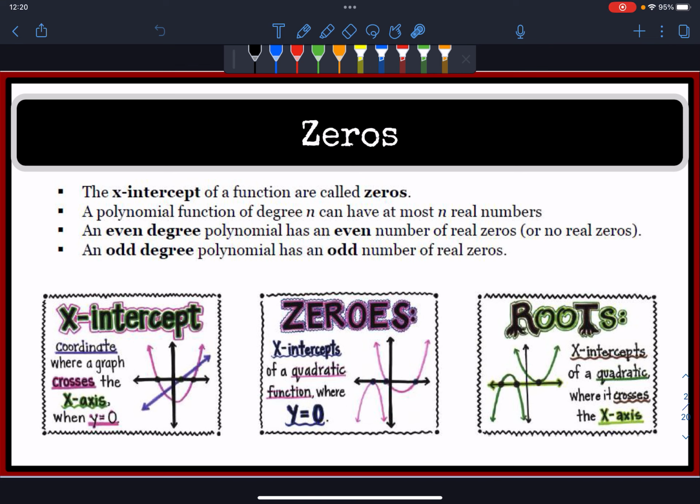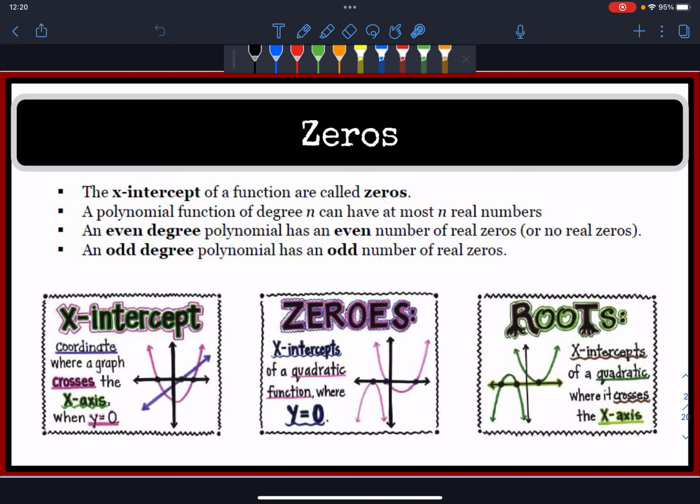Now, for polynomials specifically, the degree of the polynomial can determine the most number of times that the function will cross or have an x-intercept. So if we have a degree of 4, 4 would be the number of times that the polynomial will cross the x-axis at most. It will not be greater than 4. It could be 4 or less.